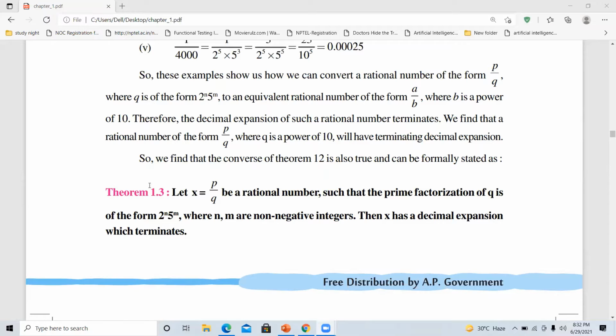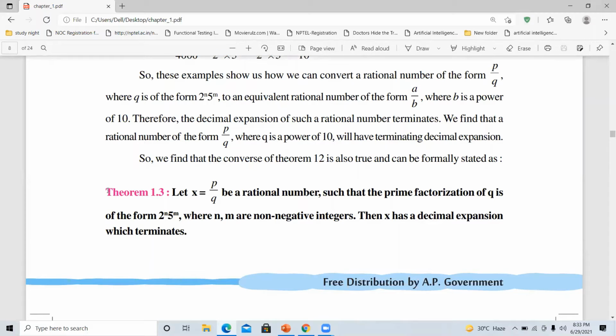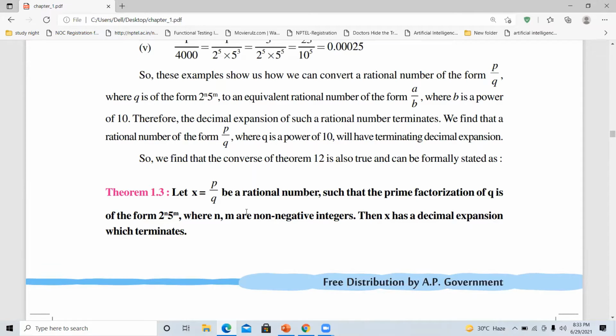Now I am going to explain Theorem 1.3. This theorem states: let x equal to p by q be a rational number such that the prime factorization of q is of the form 2 power n into 5 power m, where n, m are non-negative integers. Then x has a decimal expansion which terminates. Now let us go into the explanation.